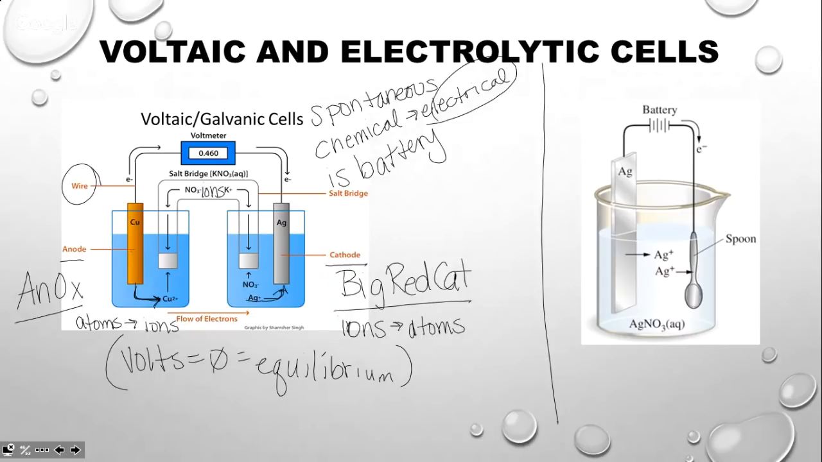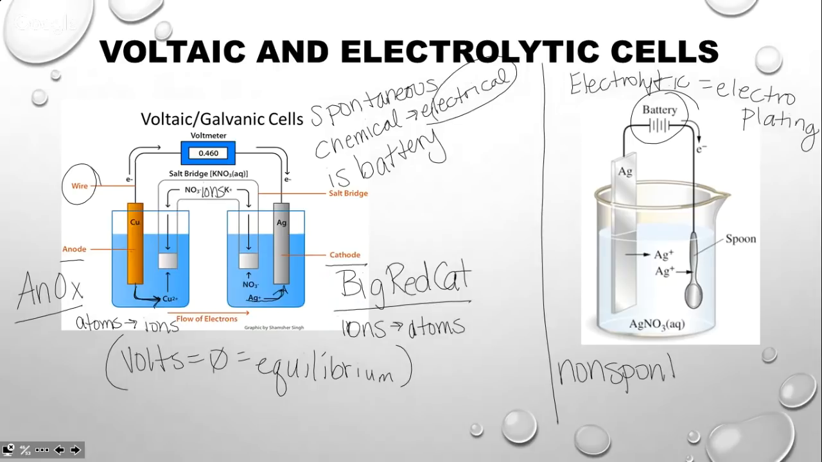Whereas a battery is needed for an electrolytic cell, which this specific type of electrolytic cell is electroplating. And the battery is necessary to start the non-spontaneous redox reaction. So where in the voltaic cell, it's a spontaneous reaction where the electrons just move on their own based on what's called the electromotive force.